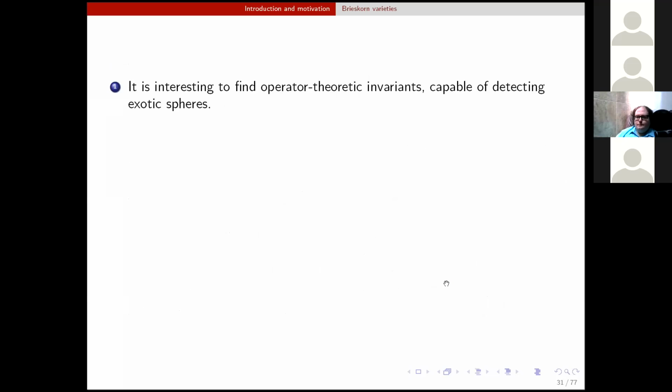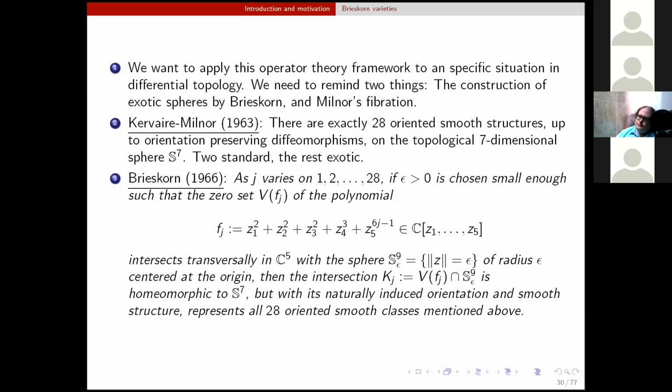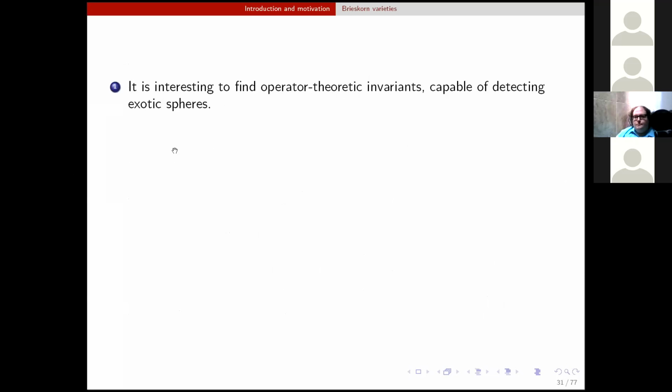Okay. So Douglas, this was a problem that Ronald Douglas has thought about for a long time. He wanted to find an operator theory way to distinguish among exotic spheres. So definitely differential geometers, so Milnor has attributed an invariant called Milnor's number, mu, to tell apart these 28 structures. But okay, Douglas wanted to find an operator theory invariant capable of detecting exotic spheres.